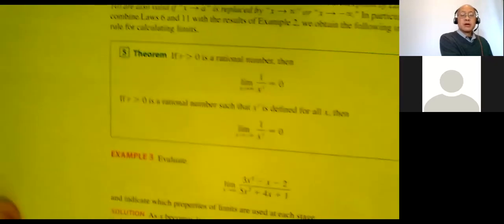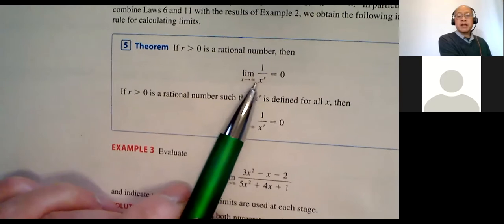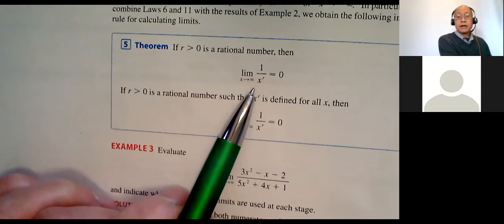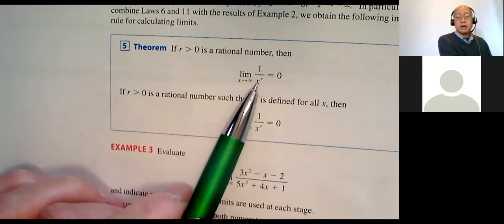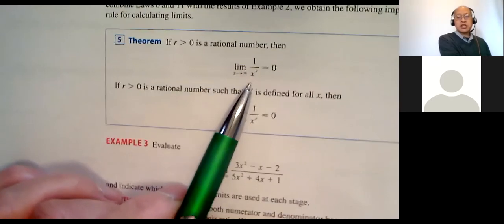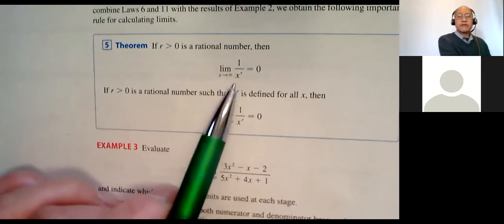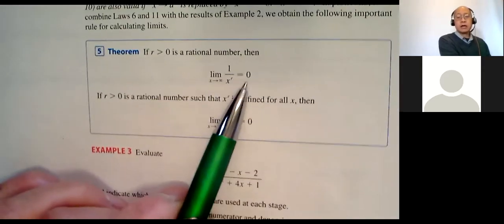One thing that you should know is the basic idea that if you divide by a very big number, the result is very small. 1 over x to the r, where r is a rational number. So x squared, x cubed, doesn't matter. When x gets super big, the bottom gets super big, which means 1 divided by that, or any constant divided by that, approaches 0.